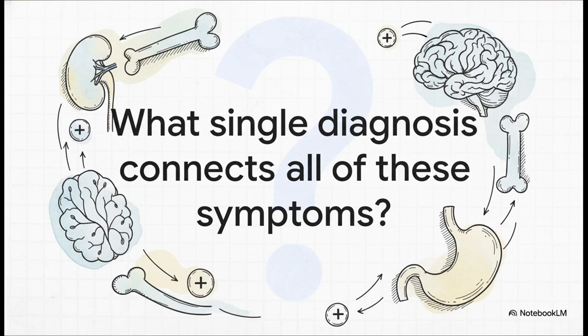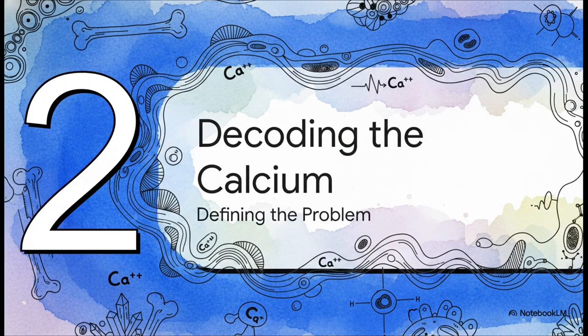Now, on the surface, those things sound totally unrelated, right? Kidney stones, confusion, gut problems. But what if I told you there's a single diagnosis that perfectly explains every single one of them? The answer is high calcium. Okay, so the big answer is hypercalcemia. But what does that actually mean?